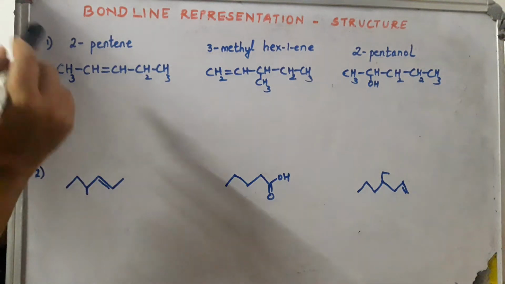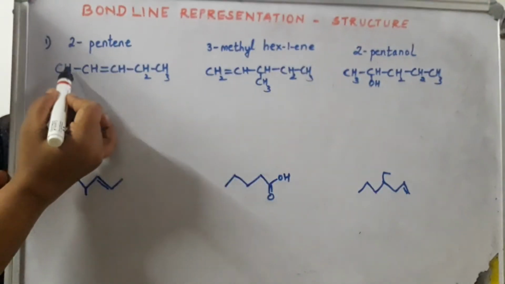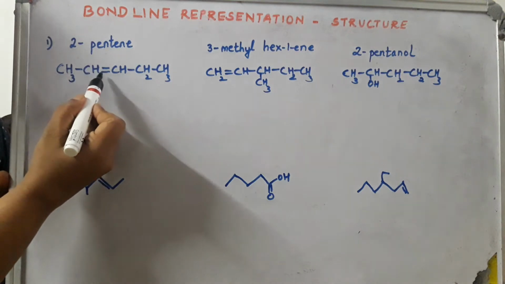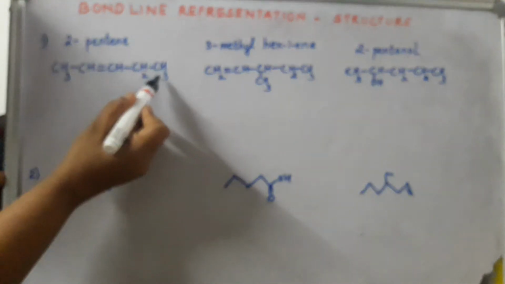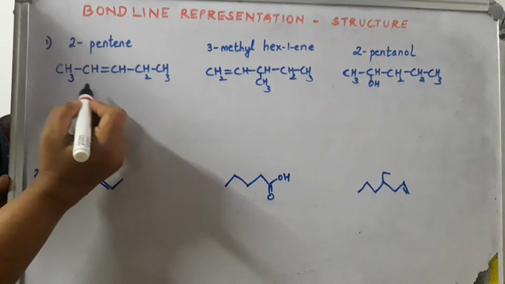Children, let's see how the bond line representation for different compounds are. Now look at the first one, 2-pentene. So the structure is CH3, CH double bond CH, CH2, CH3. Now how to draw the bond line representation for this structure?